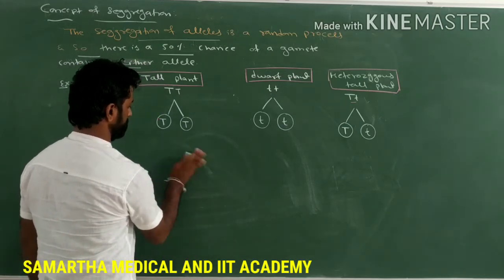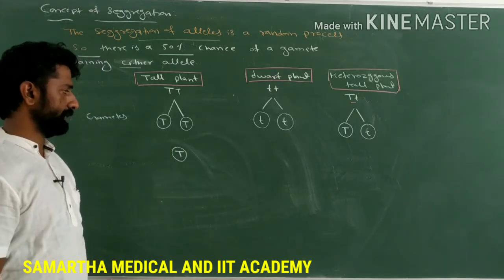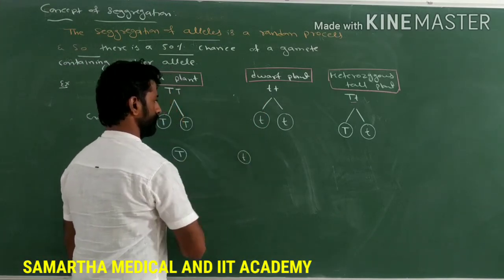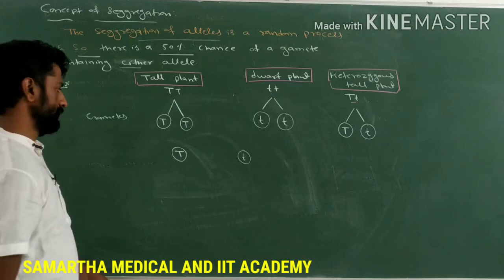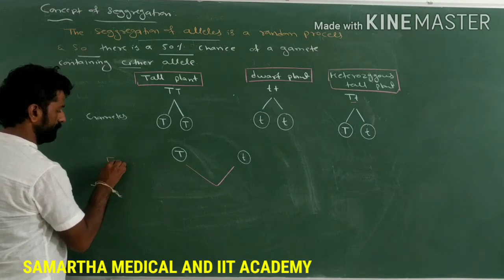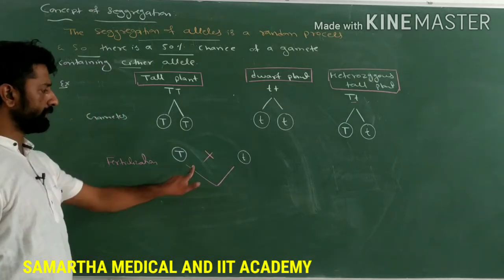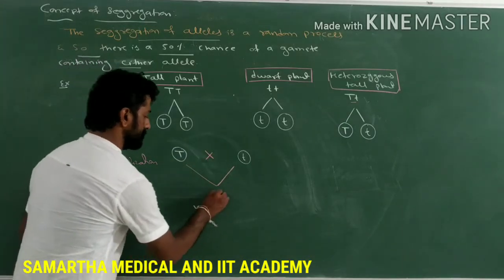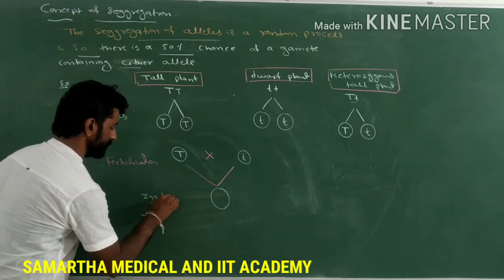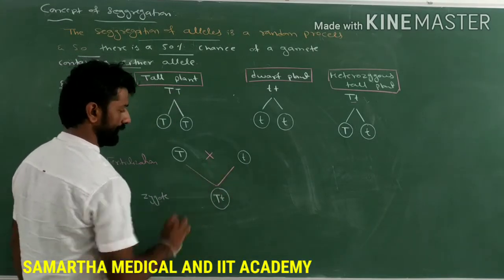If these two alleles, for example, the gamete containing a capital T, that is the dominant allele, and from the dwarf plant, the gamete containing the small t dwarf allele coding for dwarfness, undergo fertilization, it is represented by a cross. Then the resulting zygote will have a combination of both parental alleles.